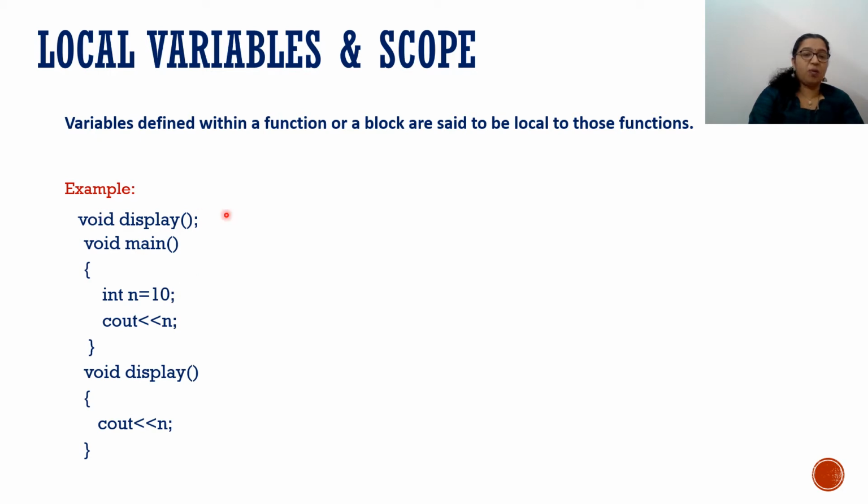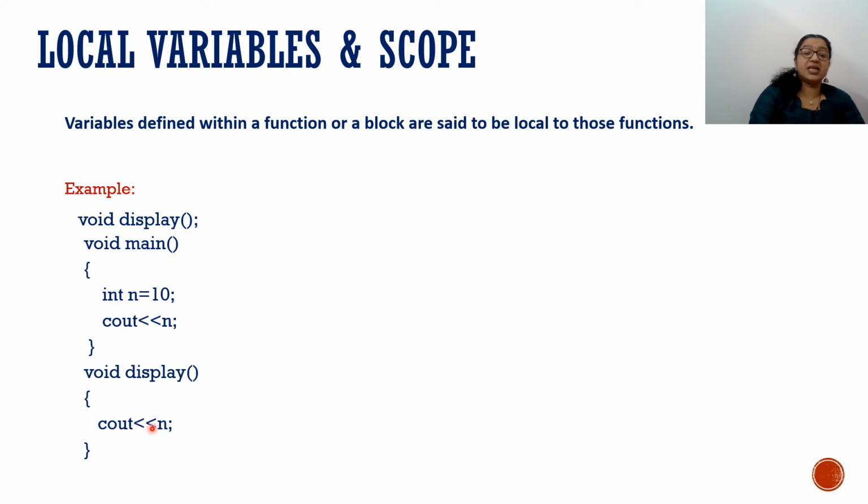See this, void display, it's a prototype. Void main, brace open, int n is equal to 10, cout n, brace close. So this is the main function here. n is equal to 10. So n is the variable we declared here, and 10 is the assigned value. Cout n, so we'll get the value on the monitor. Same, see the void display function, brace open, brace close. This is the function. So cout n is there.